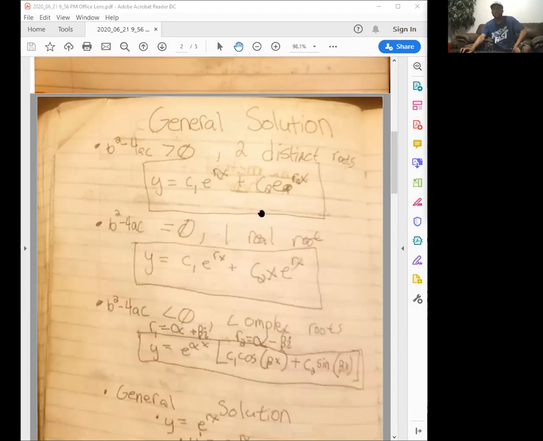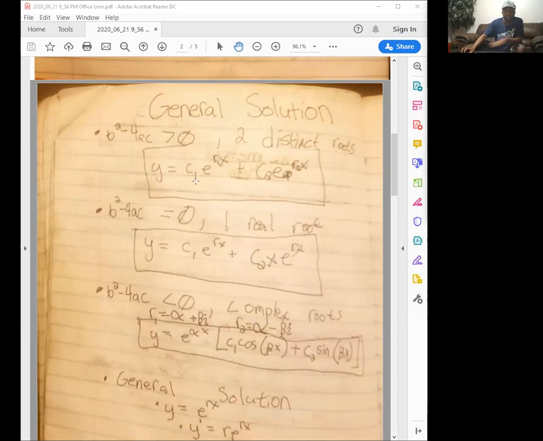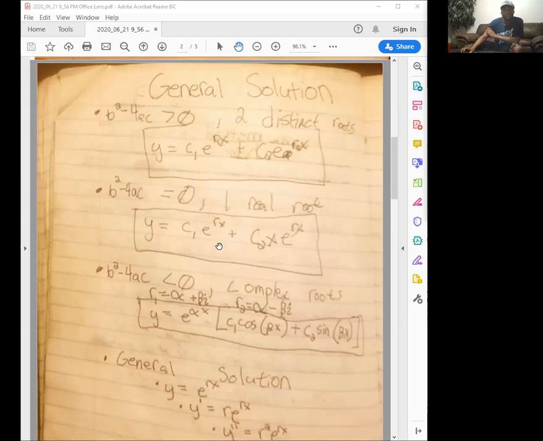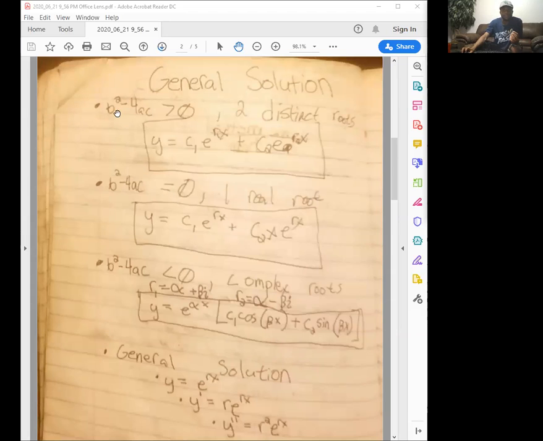After that, you end up getting 3 different general solutions to the problem, based on the roots. If you use the quadratic formula, minus b plus or minus the square root of b squared minus 4ac over 2a, and b squared minus 4ac is greater than 0, that means you're going to have 2 distinct roots, and this is going to be the formula for the general solution for your y value.